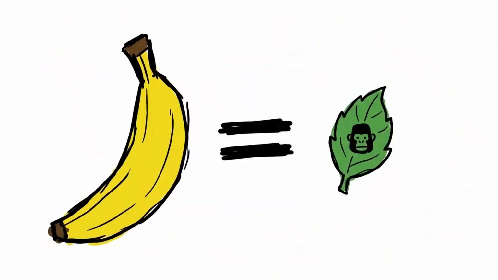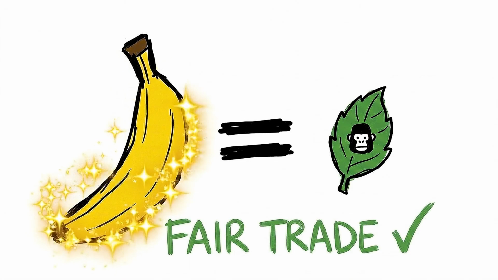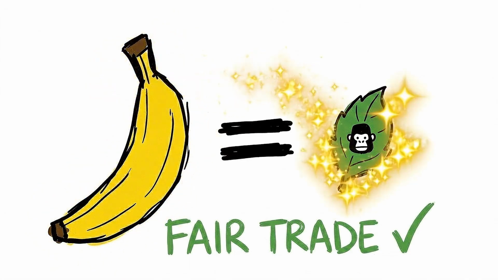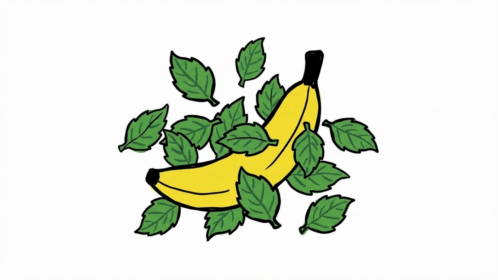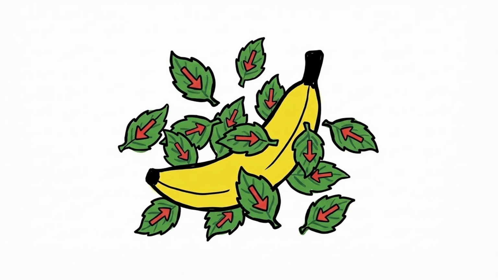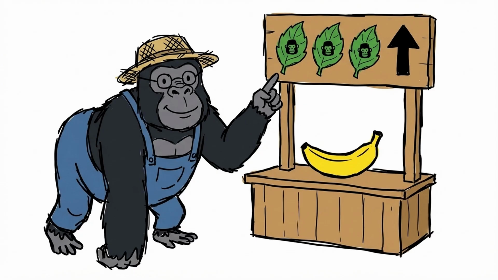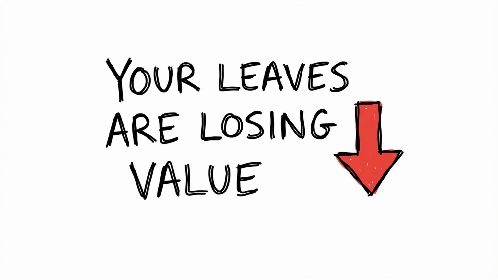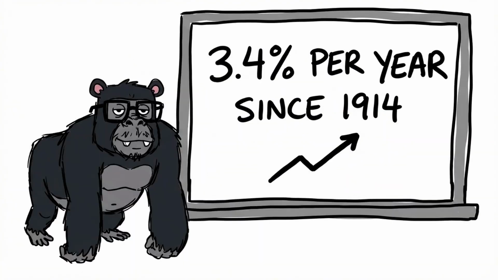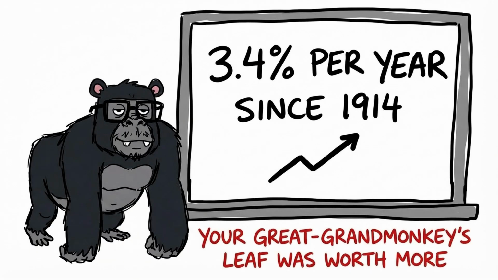Let's start simple. Imagine Kong has 1 banana and 1 leaf. Banana is rare, leaf is rare. So 1 banana costs 1 leaf. Fair trade. But what happens when there are suddenly 10 leaves floating around? Each leaf isn't as special anymore. So banana farmer raises the price. That's inflation in its simplest form. Your leaves are losing value. Since 1914, prices in the US have gone up by an average of 3.4% every single year. Your great-grand monkey's 1 leaf could buy way more bananas than yours today.